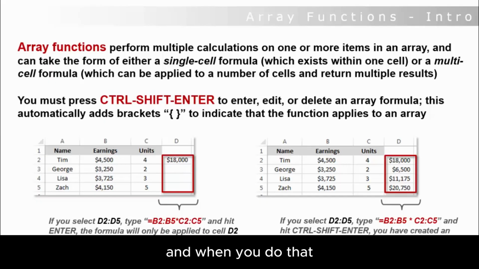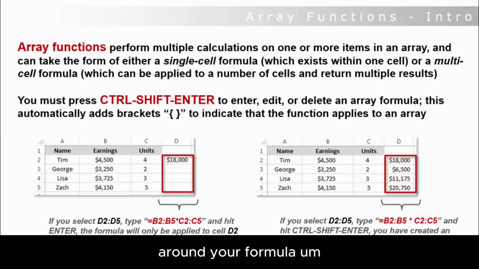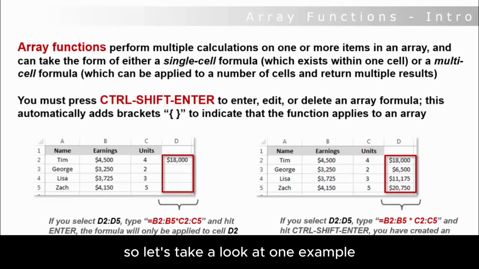And when you do that, you'll see that Excel will automatically add brackets around your formula, starting before the equal sign and going all the way to the end of your formula, which indicates that the function applies to an array. So let's take a look at one example.